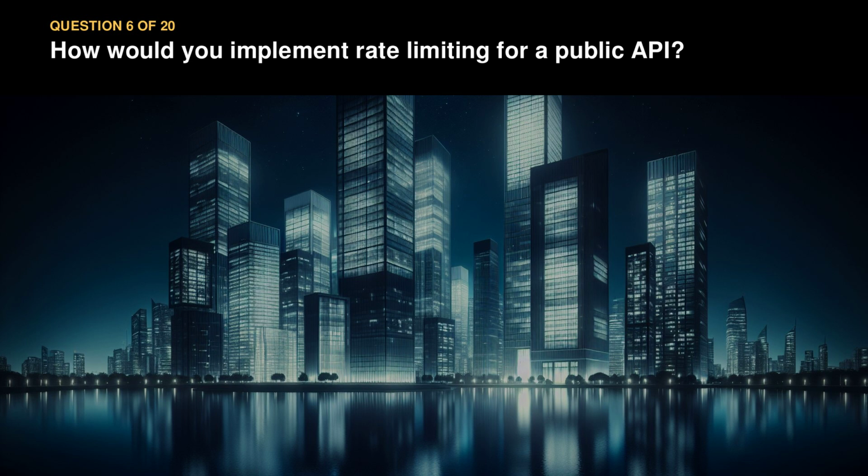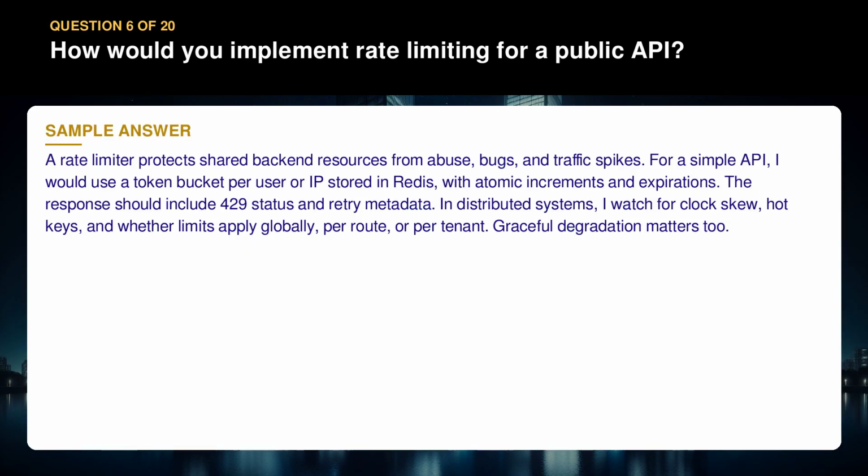Question 6. How would you implement rate limiting for a public API? A rate limiter protects shared backend resources from abuse, bugs, and traffic spikes. For a simple API, I would use a token bucket per user or IP stored in Redis, with atomic increments and expirations. The response should include a 429 status and retry metadata.